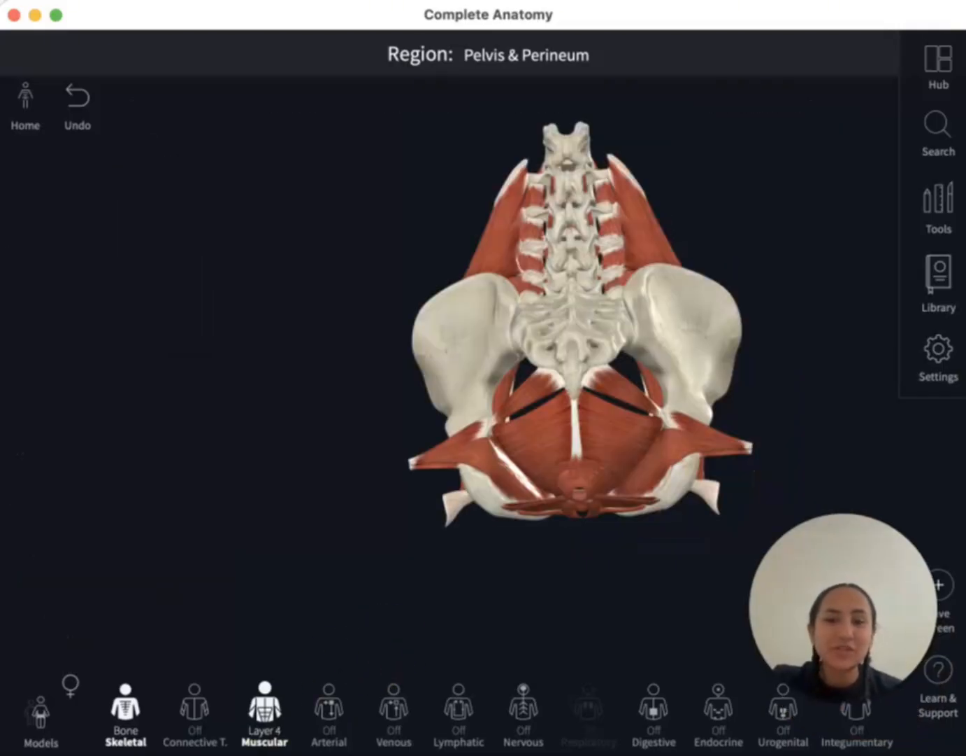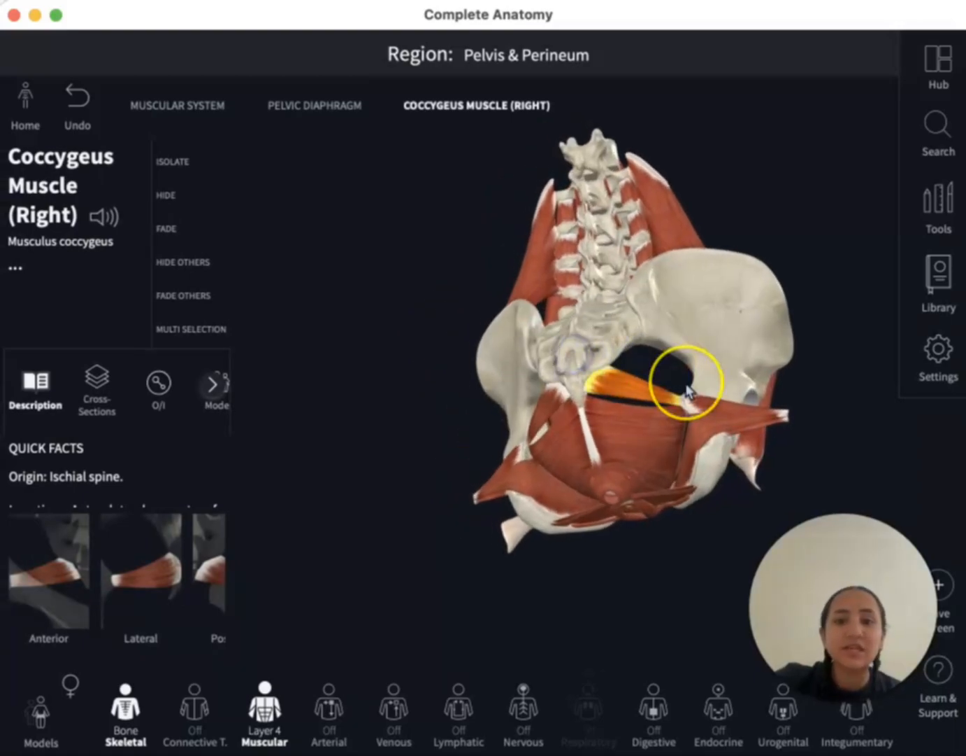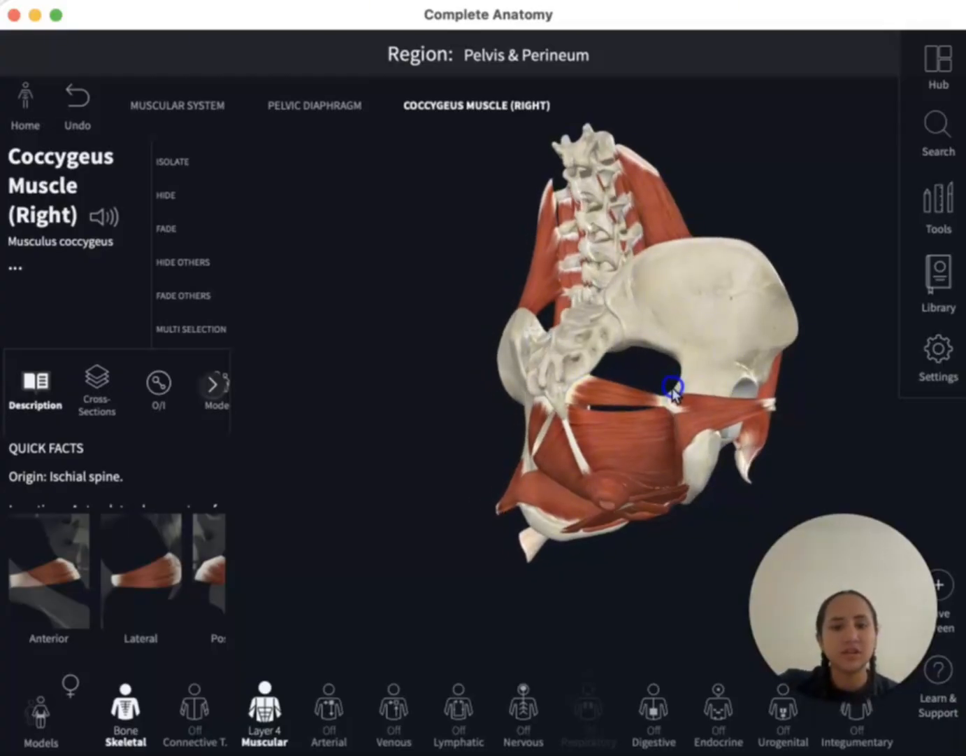Okay, so now we are going to move into the fourth layer of muscles. We could start with this one. This is the coccygeus muscle. The origin for this, turn it this way, is the ischial spine. The insertion for this is the anterior lateral aspect of the sacrum and coccyx. So you can see right there.